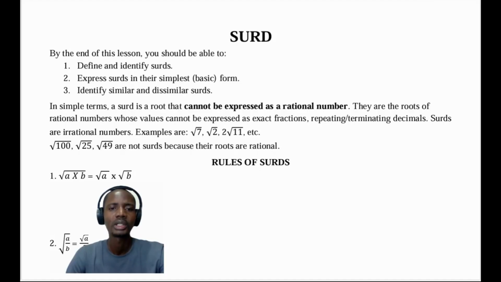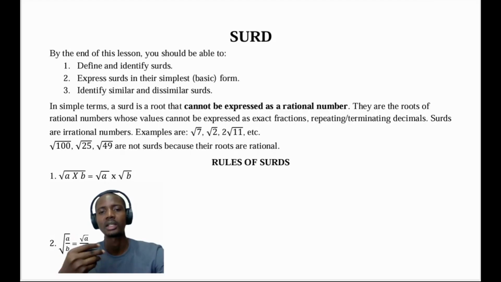So how do we define a surd? We say a surd is a root that cannot be expressed as a rational number. Before this class, we should already have an idea of the different types of numbers: the natural numbers, the whole numbers, the integers, the irrational numbers, and the complex numbers. Probably I would make a different video talking about the different types of numbers.